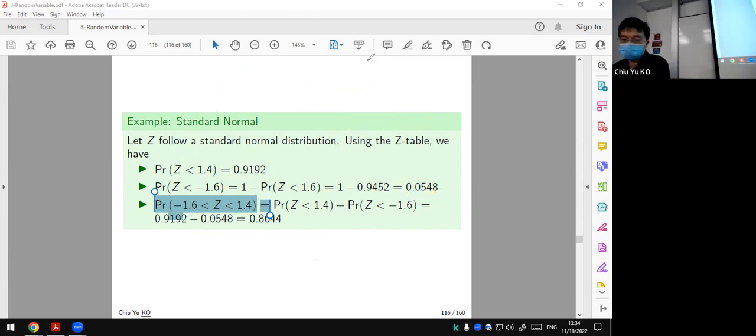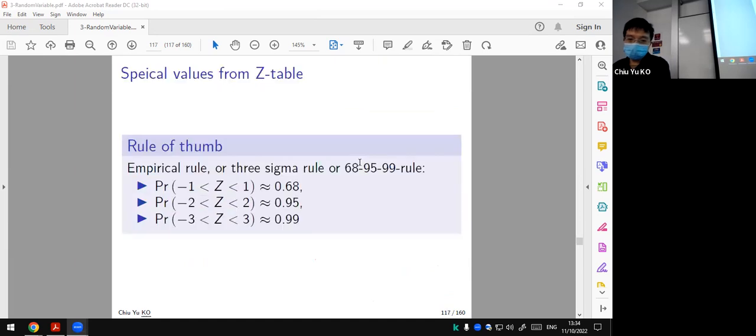So let's finish this. Probably many of you might know what we call the empirical rule or rule of thumb. They call it the 3 sigma rule or the 68, 95, 99 rule. That's very famous. So what does that mean? It just means the following.